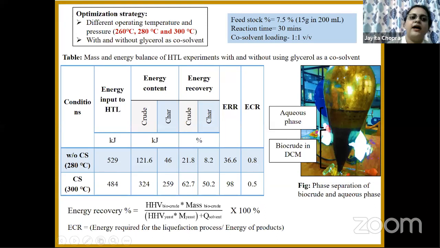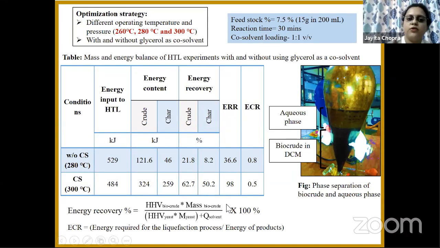And I have tested the different operating conditions and pressure at 260, 280 and 300 degrees Celsius, with and without using glycerol as a co-solvent, and I have used a feedstock percentage of 7.5%. And this shows the energy balance in the HTL reaction.